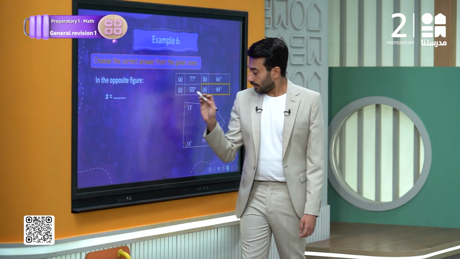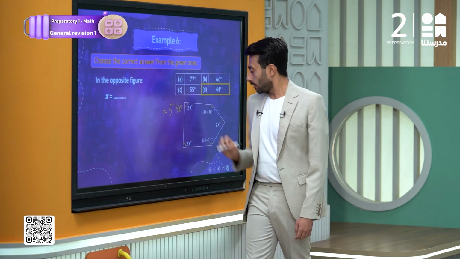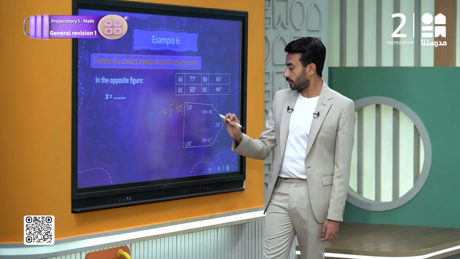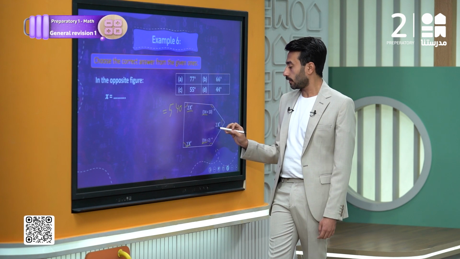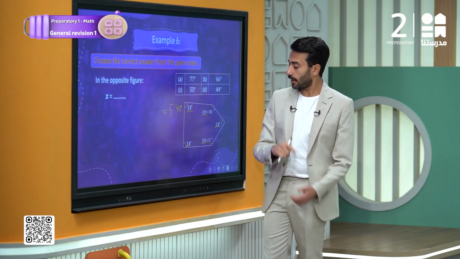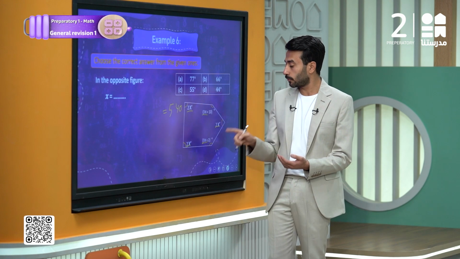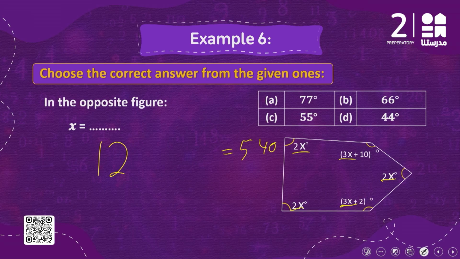So let's add all of this, equal to 540. First of all, you have 2x and 2x, 3x and 3x and 2x: 2 and 3 and 2, 3 and 2. You can write on your calculator 2 plus 2 plus 2, which is 6, and here you have 6, that means 12x total. Now then plus 10 and 2, this is 12.